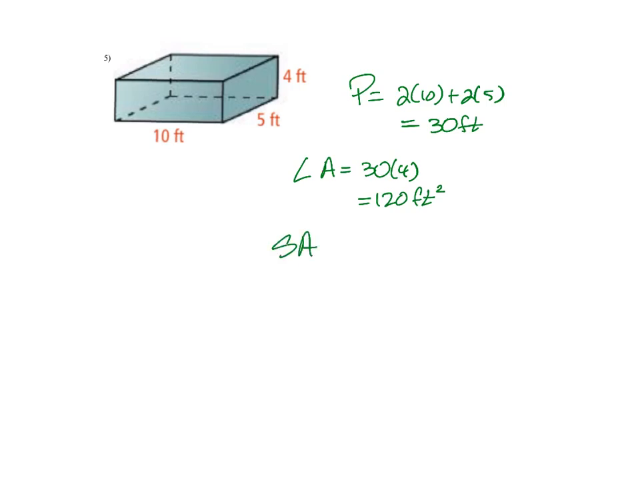And the surface area equals 120 plus 2 times the area of the bases, right? So it's a rectangle, so it's just 10 times 5. So this is 220 feet square.